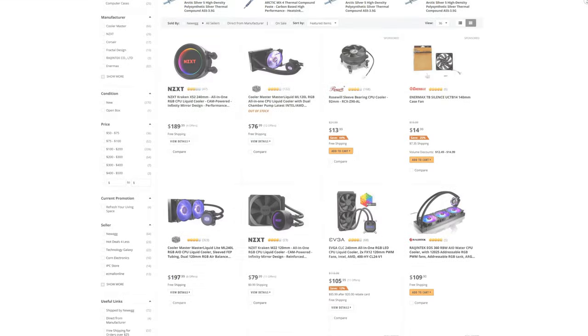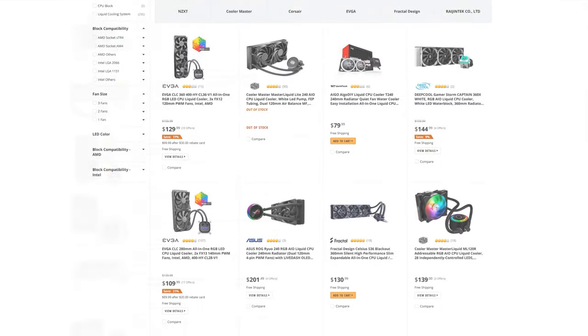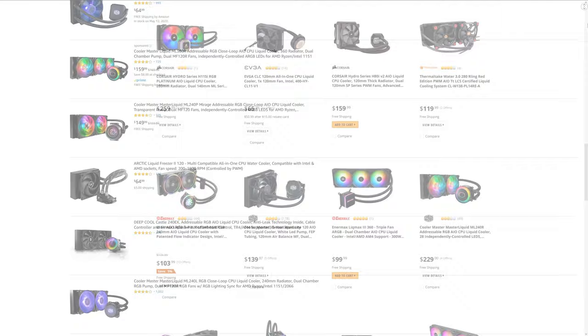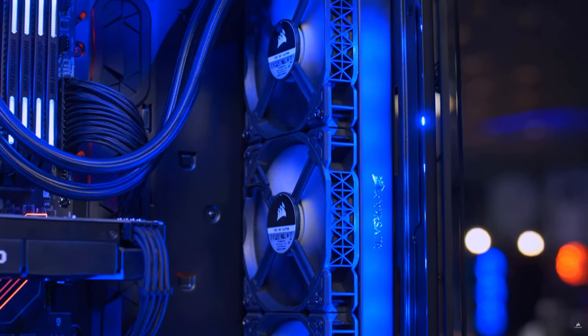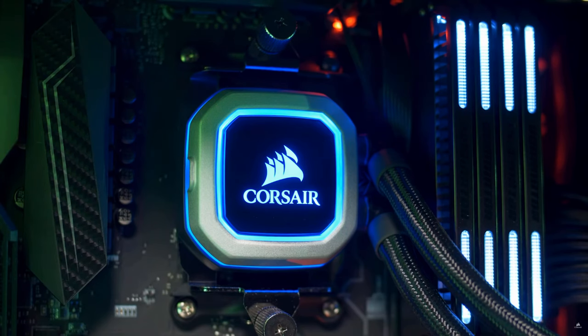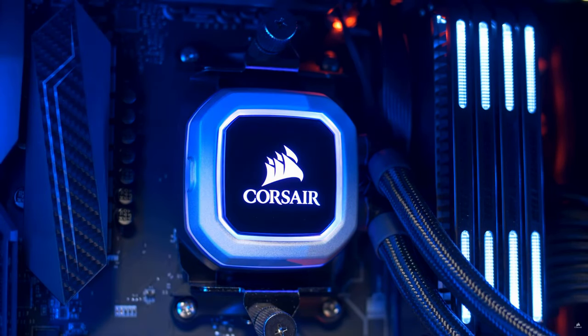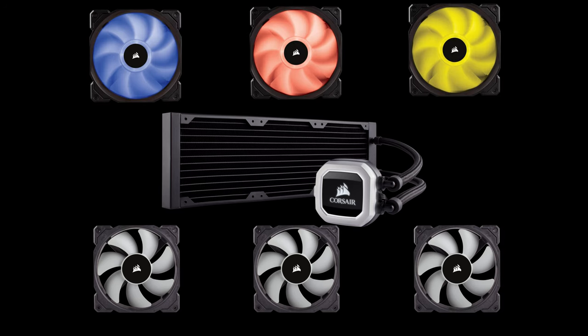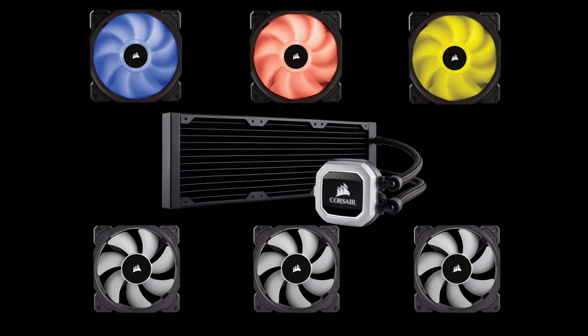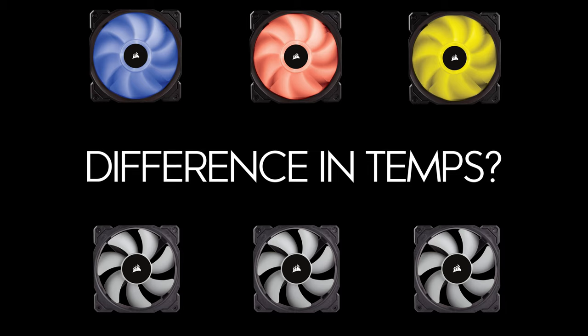After a lot of research on different types of AIOs and different size radiators, I decided to go with the Corsair H150i Pro 360mm radiator. So really the whole point of this video is just to see how much of a temperature difference there is between 3 fans or 6 fans on the radiator. And if there is a difference, how much, and does it really make that much of a difference in temperature?